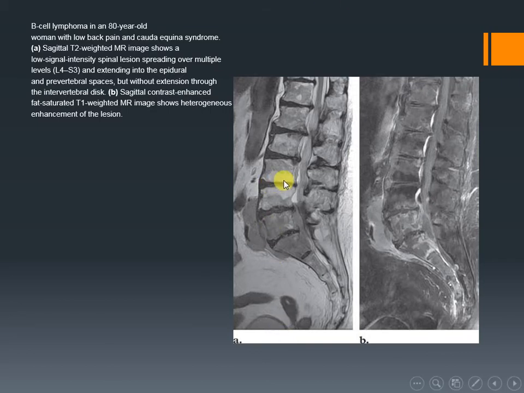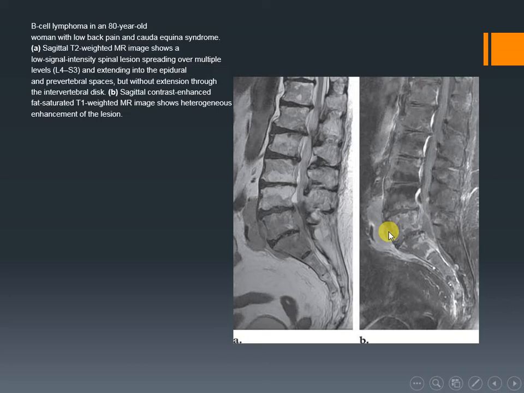these are just Modic changes, okay, with loss of height here and there. However, here there is suddenly loss of signal. You can see this area. There is loss of signal with a prevertebral soft tissue component and intradural soft tissue component. However, it's not crossing the intervertebral disc. The intervertebral disc appears preserved, okay?